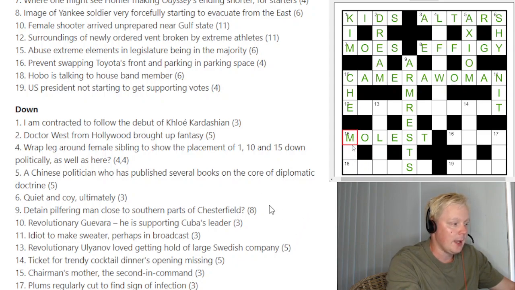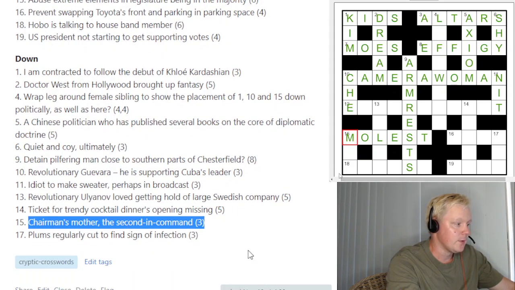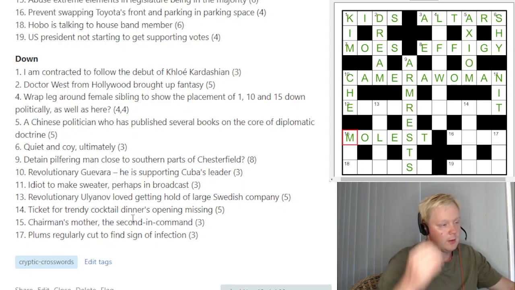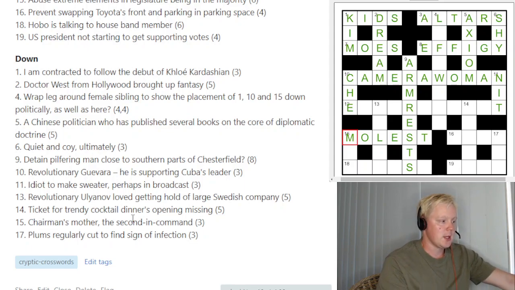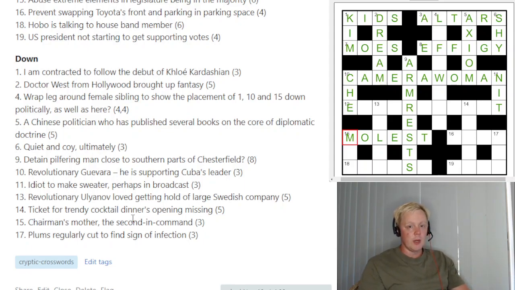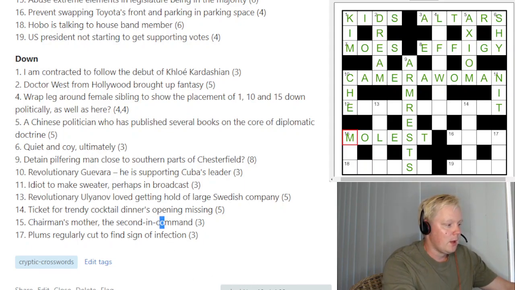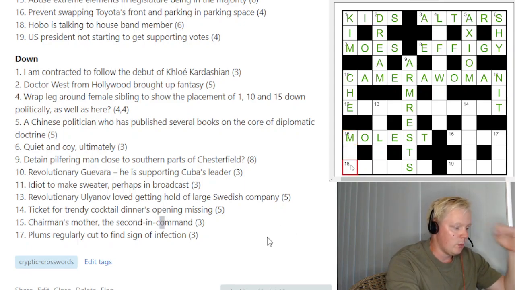So now we have the M, the starting M for 15 down, so maybe we can solve it. Chairman's mother, the second in command. Well, second can be several things in crosswords. It can be the S, as in physics, 1 second, 1 S. It can be sec, just an abbreviation for second, SEC. It can be a mo, wait a second. Or it can be the second letter. The second in command would be this O here. So if the second in command is O, we would have M something O, meaning chairman.